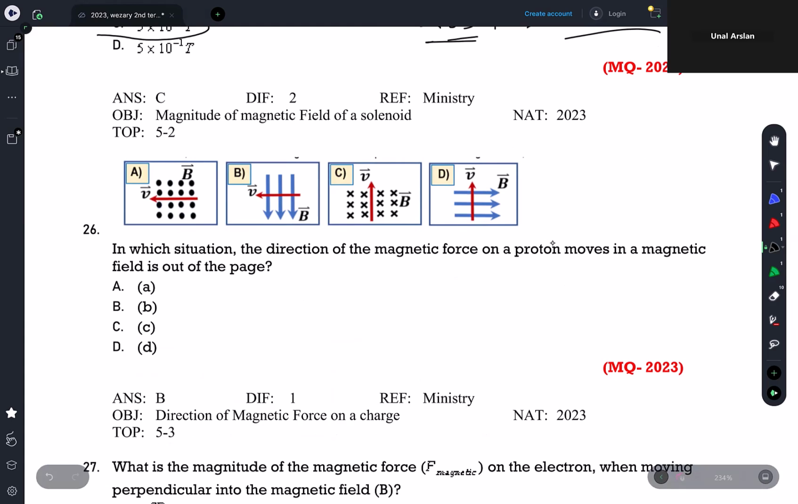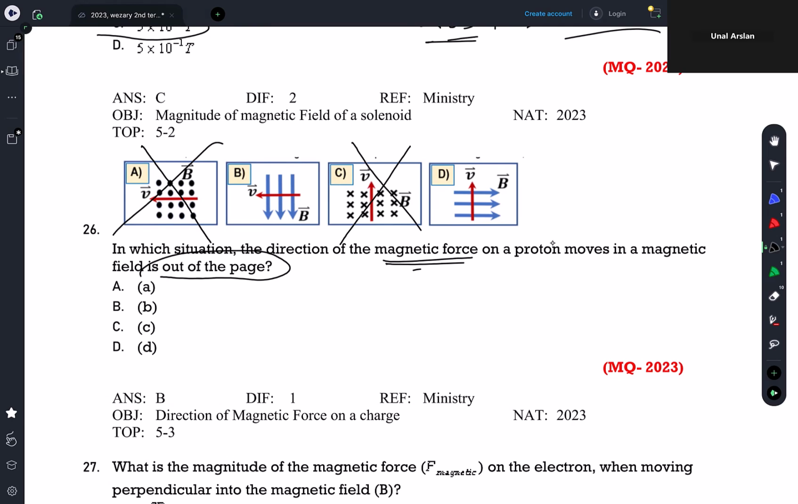In which situation is the direction of the magnetic force on a proton moving in a magnetic field out of the page? Magnetic force should be out of the page. We know that magnetic force and magnetic field can never be in the same plane. So if the magnetic field is out of the page or into the page, you cannot say that magnetic force can be out of the page. So A is out of the page, B is into the page. Cancel them. Then the answer is going to be B or D, one of them.